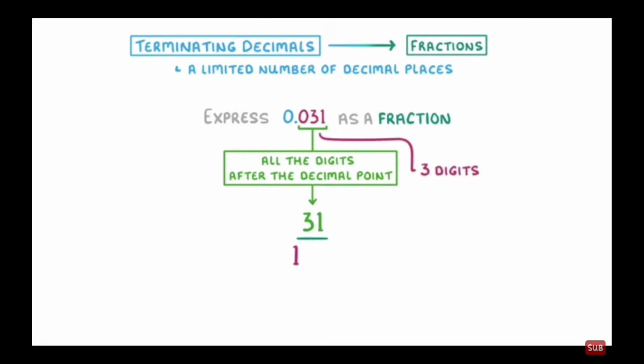0.031 has 3 digits after the decimal point, the 0, the 3, and the 1. So we're going to have to add 3 zeros to the 1 in our denominator, giving us 31 over 1000 as our answer. And we're done.